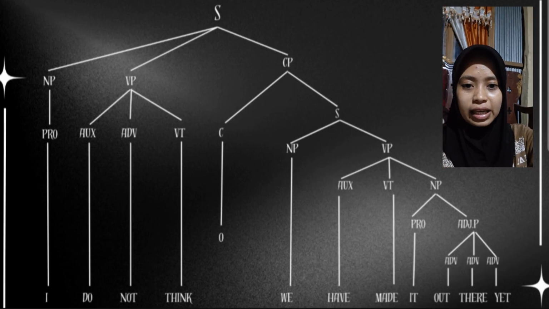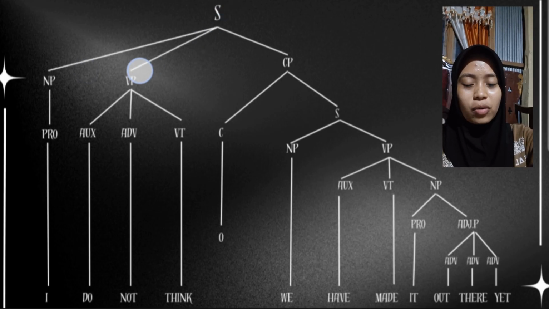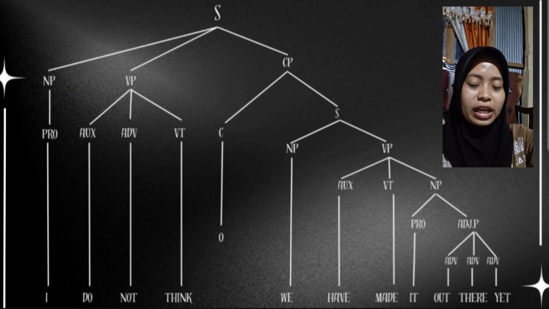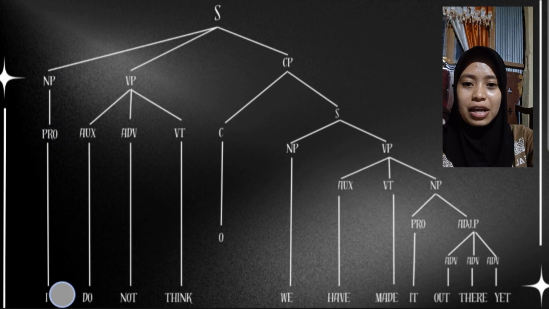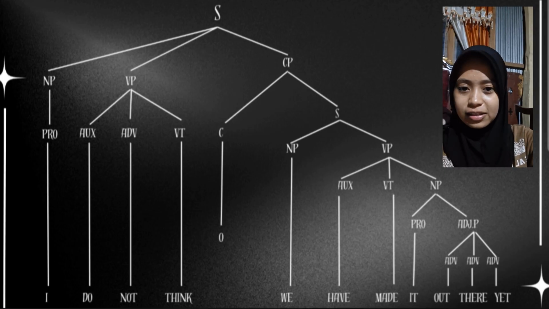At the highest level, the structure is represented by S. S stands for sentence. The sentence consists of three main components, NP, VP, and CP. The NP contains the pronoun I, which functions as the subject of the sentence.